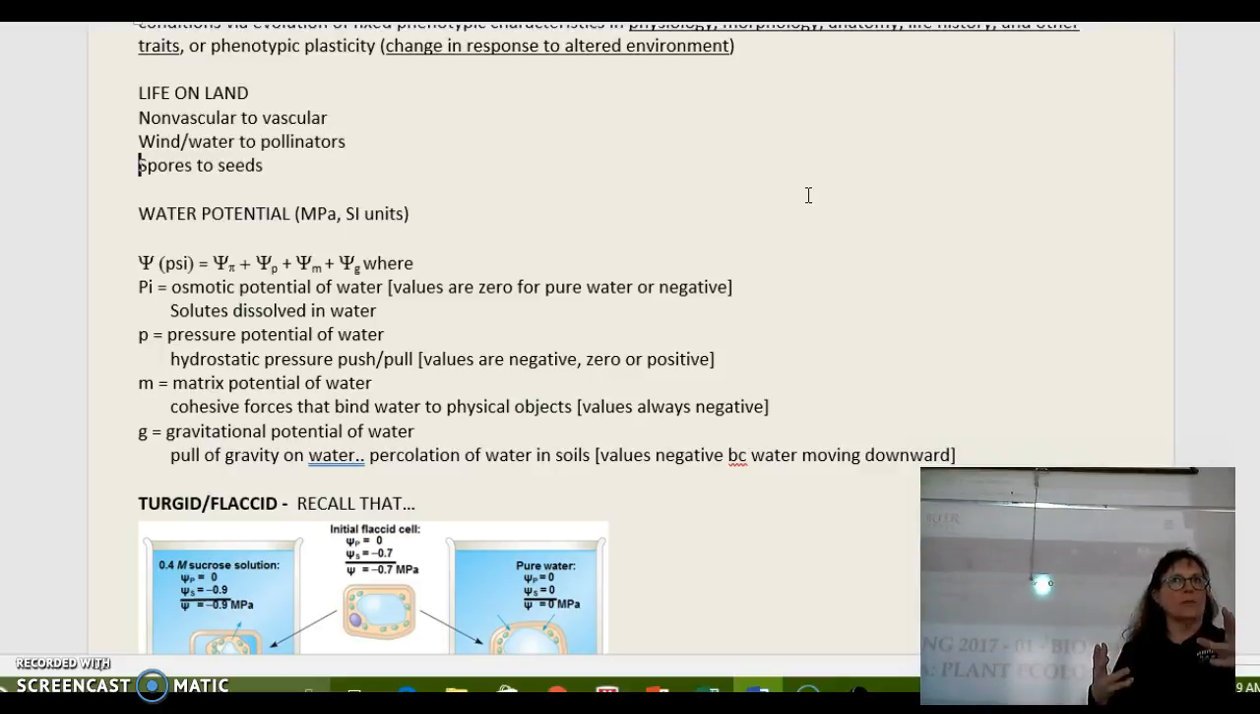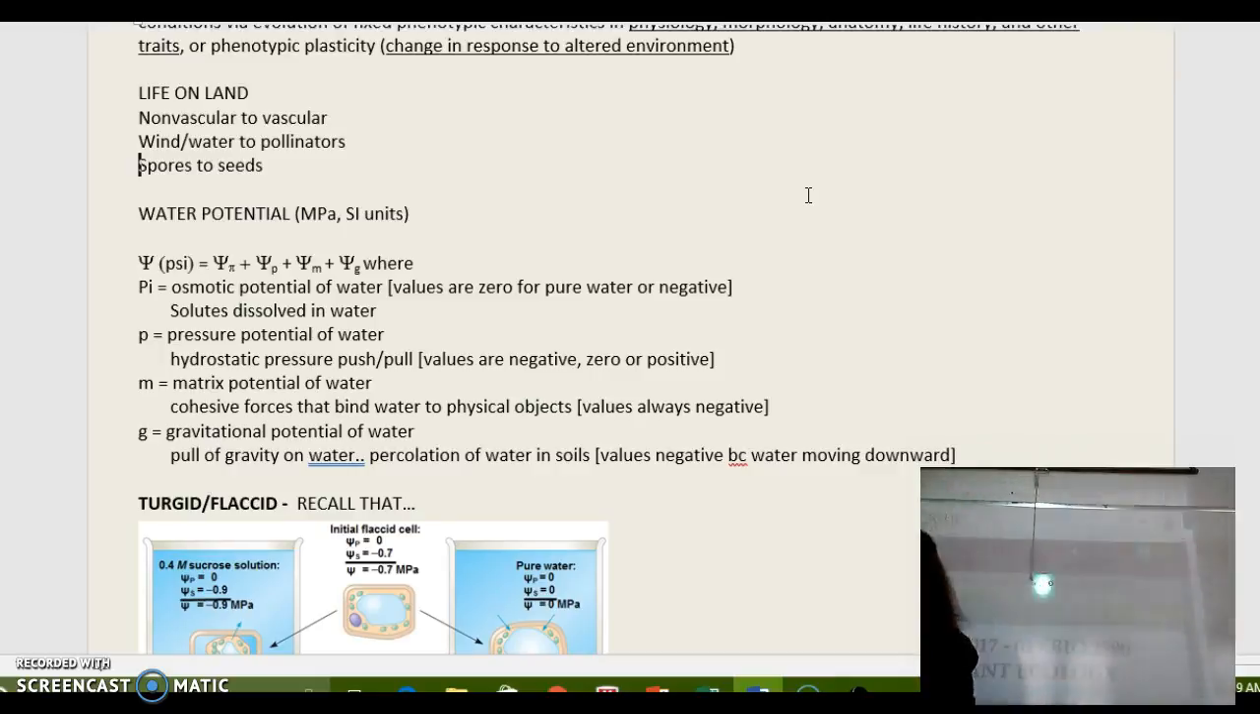Okay, that was our quick review of where we're landing in talking about how water relations and energy balance play out in plant ecology. And that's the topic of chapter 3. Agreed?